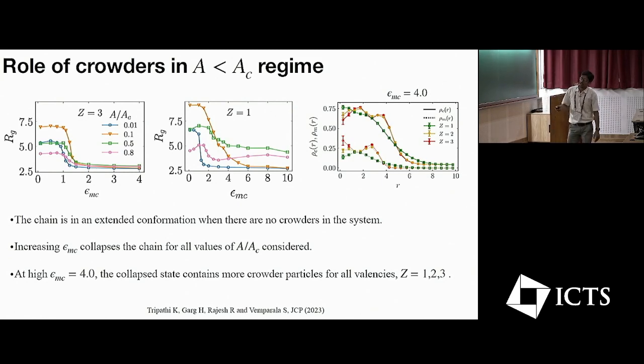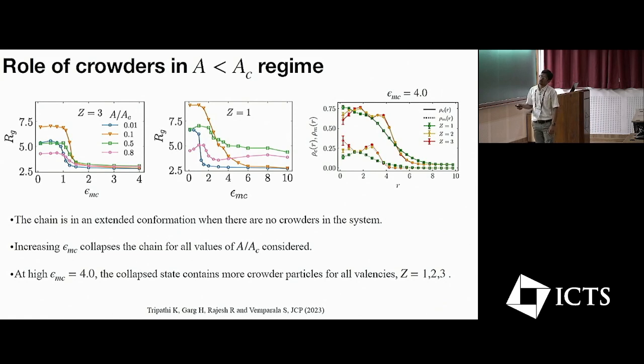But as we increase the monomer-crowder attraction, where epsilon MC is the strength of the monomer-crowder attraction, we see a nice transition from an extended or coil structure to a globule structure here, right? And we saw the same for Z equal to 1.